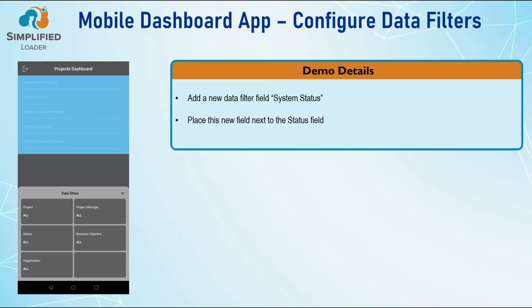When the user logs into the dashboard app, they are presented with the tasks page containing dashboard names and the data filter pull-up page. In this demo, I will add a new field, System Status, in Data Filters and place it in the app after the status filter.